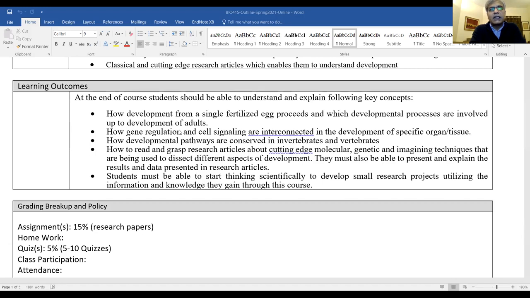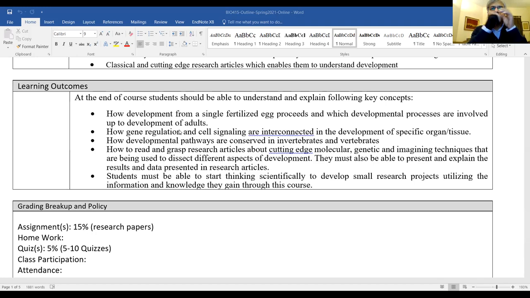I already said this, but let me emphasize again that at the end of this course, I strongly believe you will be able to understand development from fertilized egg to multicellular organism. You will be able to understand the link between gene regulation, cell signaling, different developmental pathways, and their role in development of an organism, and in particular, specific cell types and cell lineages.